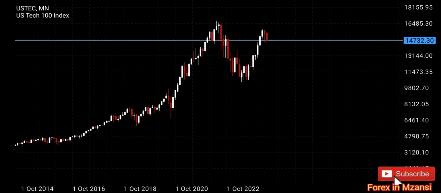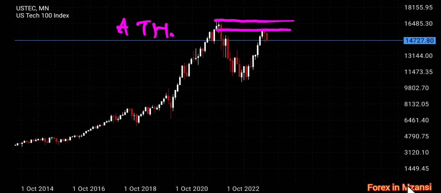If you're new here, on this channel I make analysis using just the price action. We don't use any indicators. So this is what we have on monthly, and we can see that the price is kind of reacting from this very strong area of resistance at the top, because remember, this is the all-time high. The price has never been past that point, so that resistance is very strong.